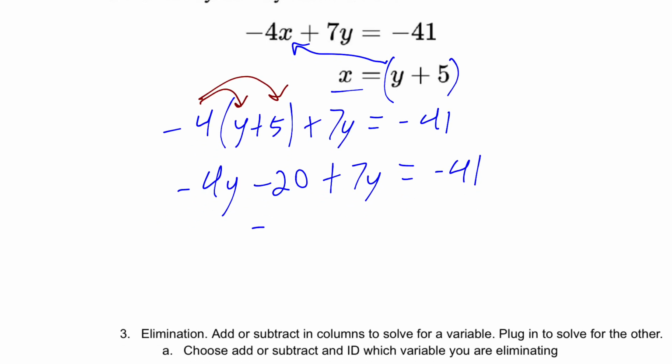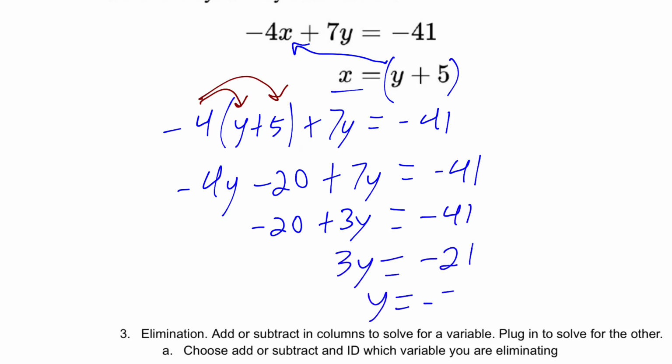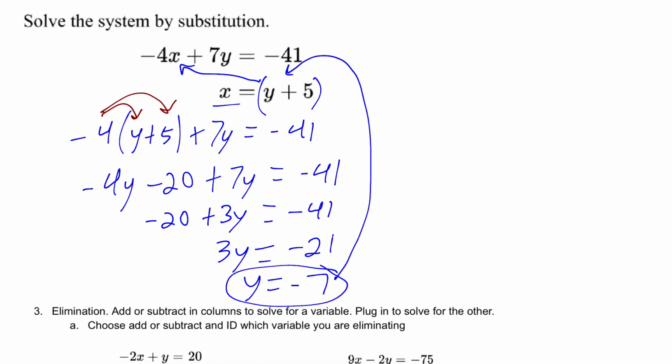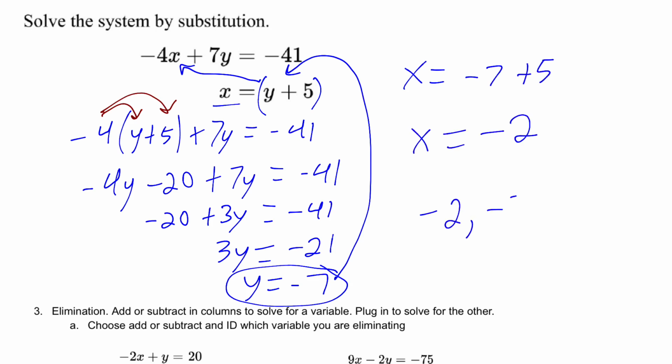This gives me negative 4y minus 20, and I write everything else exactly as before. When I combine like terms, I have negative 20 plus 3y is equal to negative 41, or 3y is equal to negative 21, or y is equal to negative 7. I can plug that into one of my original equations. So instead of x is equal to y plus 5, it'll be negative 7 plus 5, or x is equal to negative 2. Make sure you write them in the correct order when you are identifying the coordinate. That represents where the two lines cross.